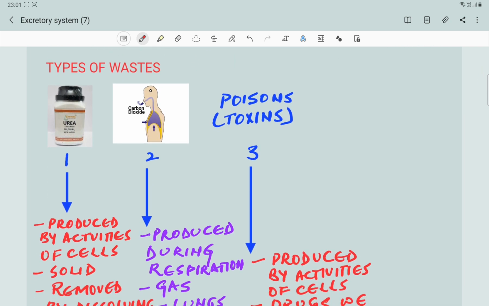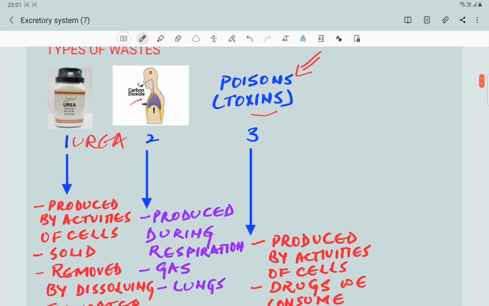The human body produces three major types of waste. The first type of waste is called urea, as shown here. The second type of waste is called carbon dioxide, and the third type of wastes are called poisons or toxins. Both are the same. I mean, there is a slight difference, but you don't need to know that.